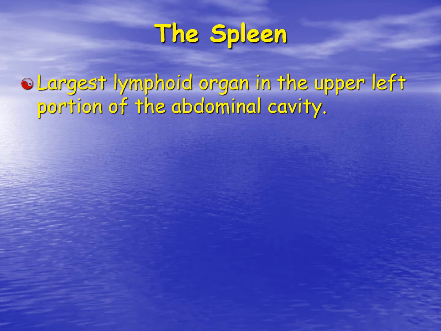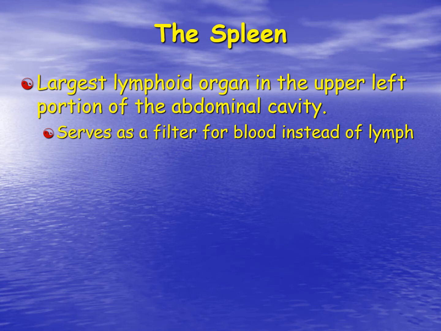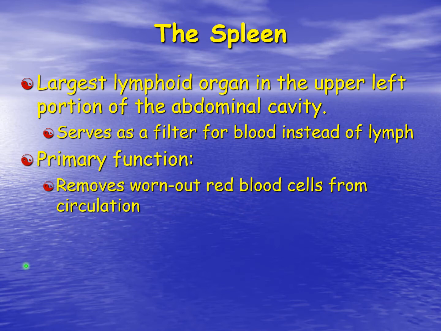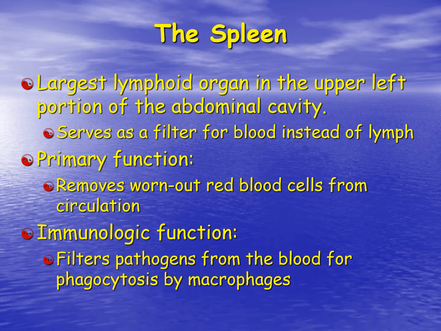The spleen is the largest lymphoid organ. It's located in the upper left quadrant of the abdominal cavity, and it actually filters primarily blood instead of lymph. But in the white matter of the spleen, we actually will see lymph being filtered. So the primary function of the spleen is to remove worn out red blood cells from circulation. It can also house platelets, but its immunological function includes filtering pathogens from the blood for phagocytosis by macrophages and lymphocytes in the white islands of the spleen.